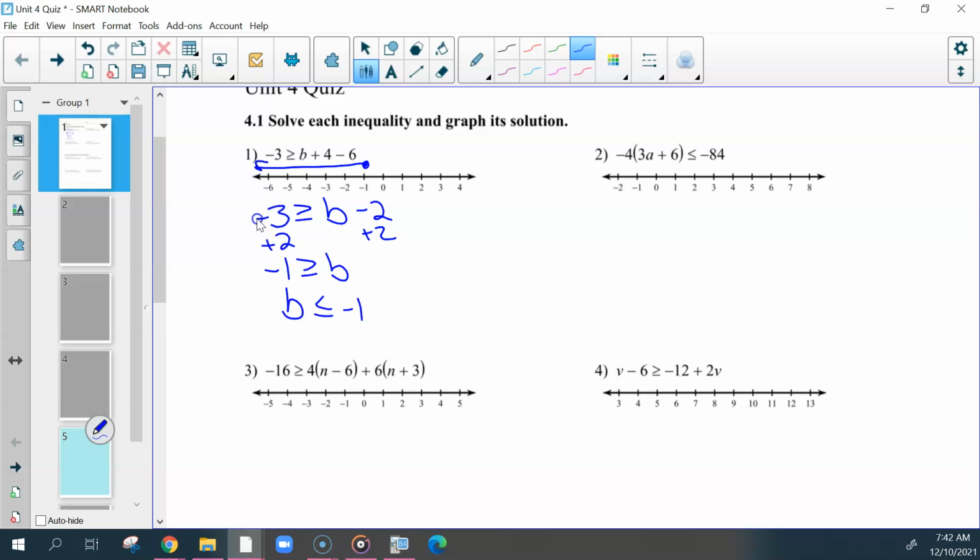Most of you did that work right, but then the graph was incorrect because of the arrow. Just be careful with that. If it's backwards, you have to read it backwards so you can graph it correctly. For number 2, most of you distributed, but you could have also divided both sides by -4, either or.